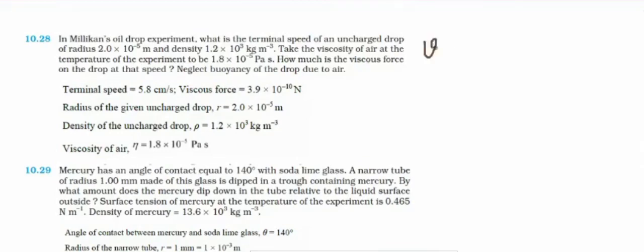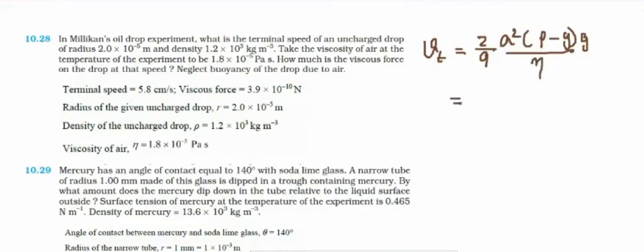Terminal speed formula Vt in Millikan's oil drop experiment. You can see the oil drop is falling through a viscous medium. In such a situation, if something is falling through a viscous medium, then we have the formula Vt = 2/9 a square (rho minus sigma) g by eta. So you can substitute the values and you can find the value of terminal speed.